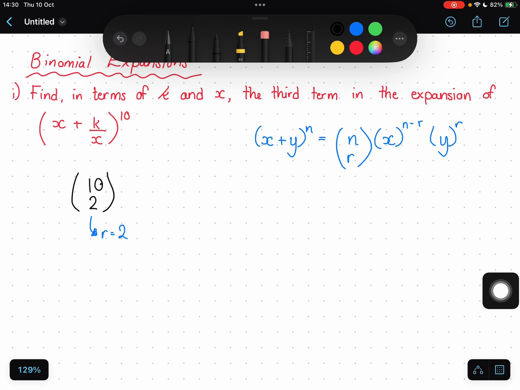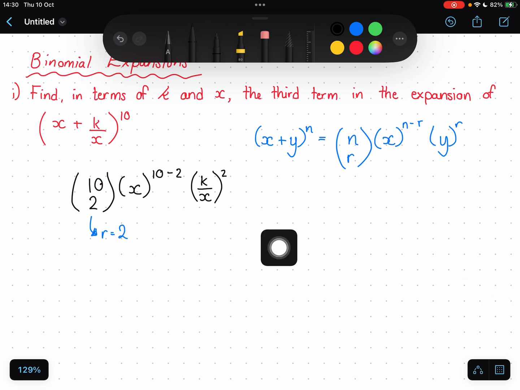Then my first variable, so the x, is going to have a power of 10 minus 2, and then the k over x, so the other bracket, has a power of 2. Now I've done another video on this, guys, where we saw how we could come up with this general formula. So if you're finding this really difficult, I'm going through it faster than I went through it in our previous video and when we went through it in class.